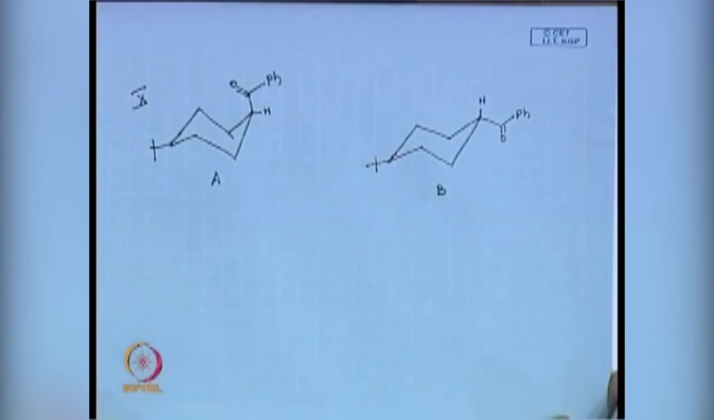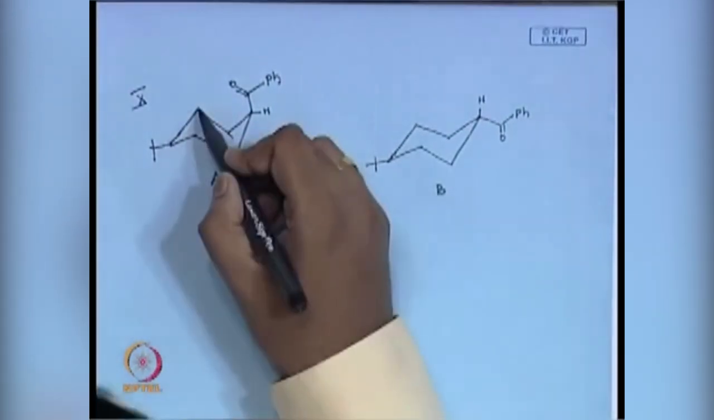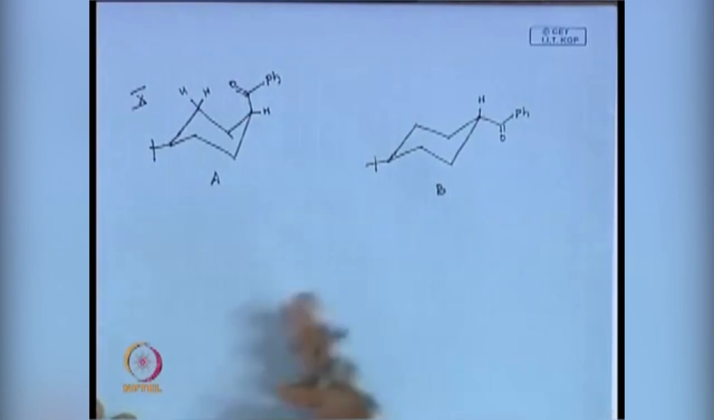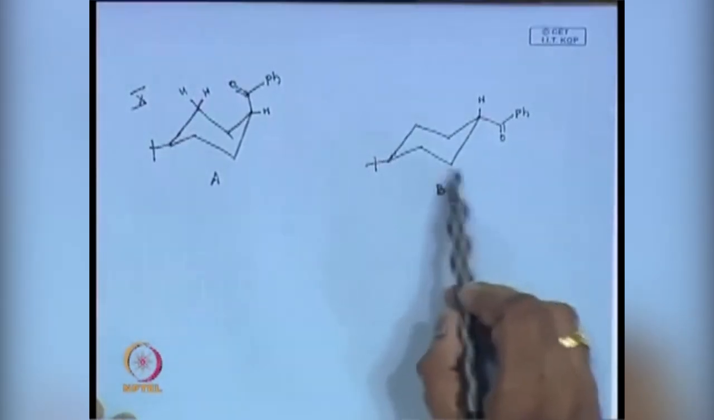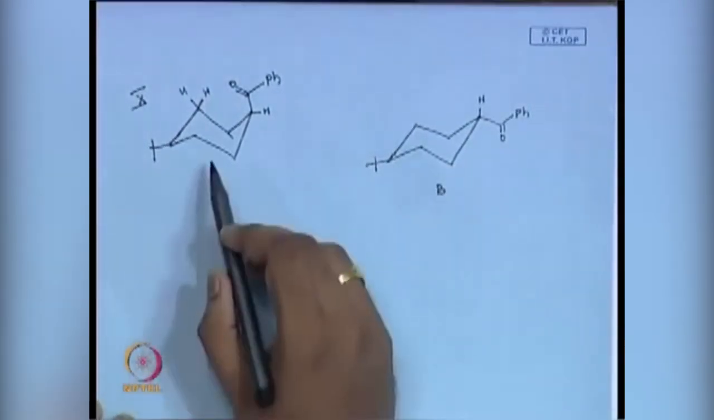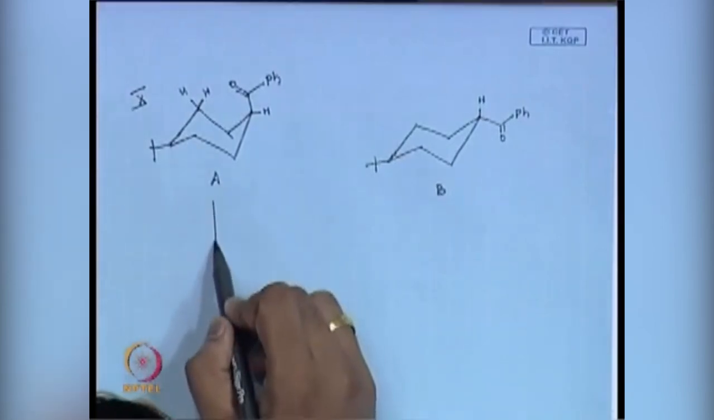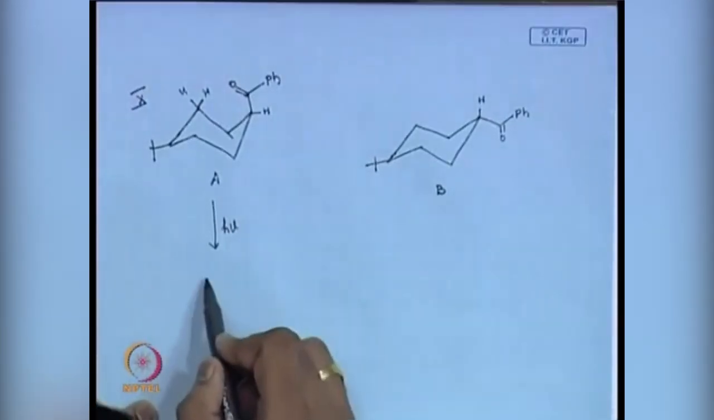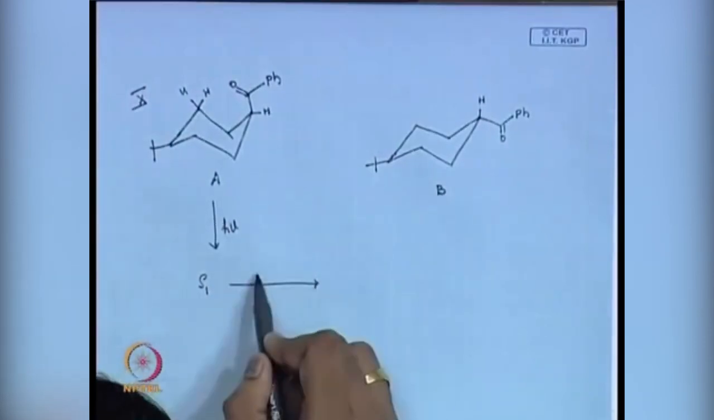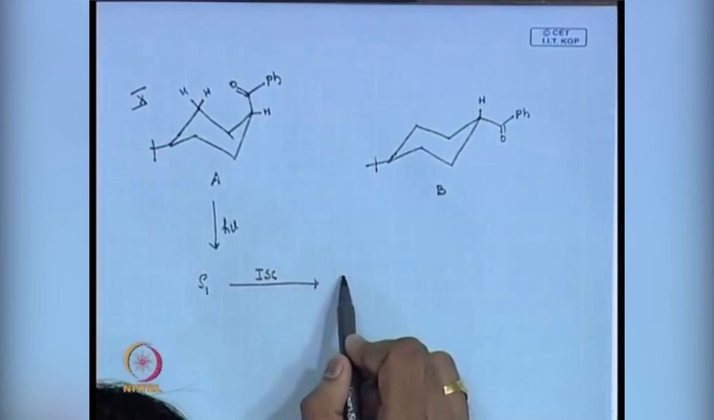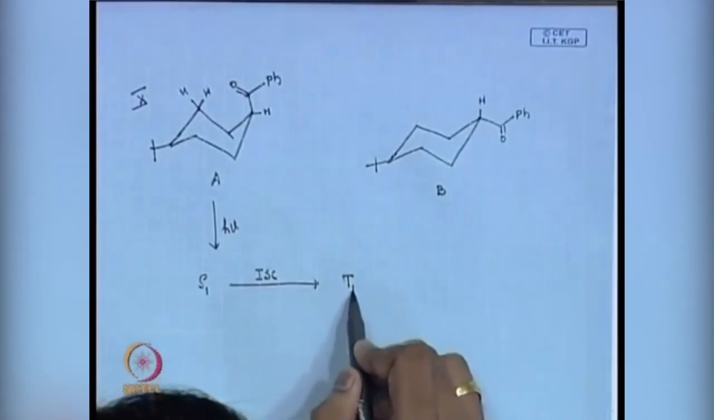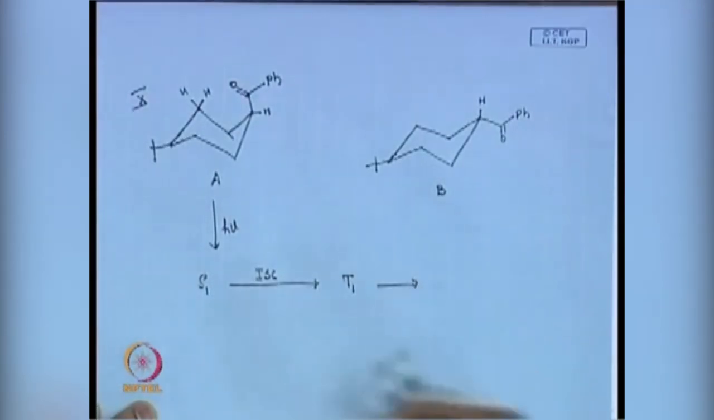So it should be A, yeah, because you have a hydrogen here. That is why I said that planar thing should be there. In this case, you cannot do that. So, can we write the chemistry from here? Like this, photolysis, I get an S1, then it undergoes intersystem crossing. This undergoes intersystem crossing because it is an aromatic ketone, to the triplet.